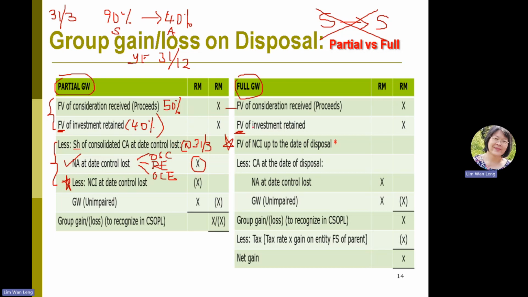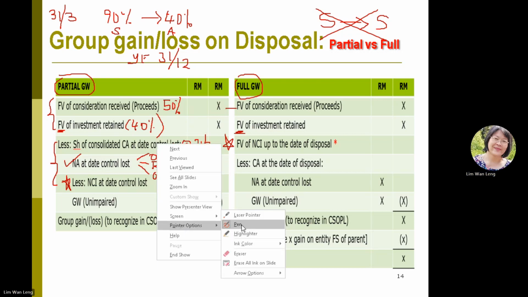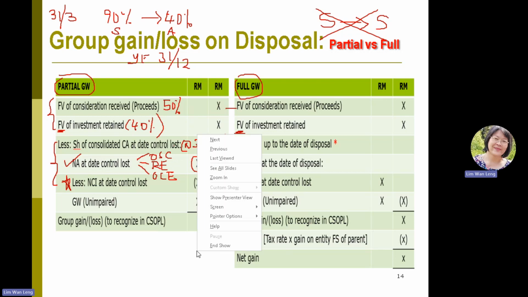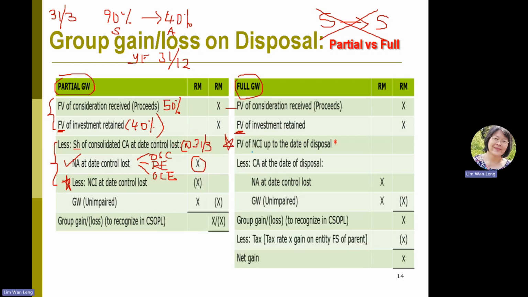Okay, then you can now look at the other side. If you are looking at the other side, which means that this is the same, this is the same. The only difference is where you put the NCI. So you see over here, NCI is together with the net worth. But in the full goodwill, NCI is above all those that says fair value, fair value, fair value one.